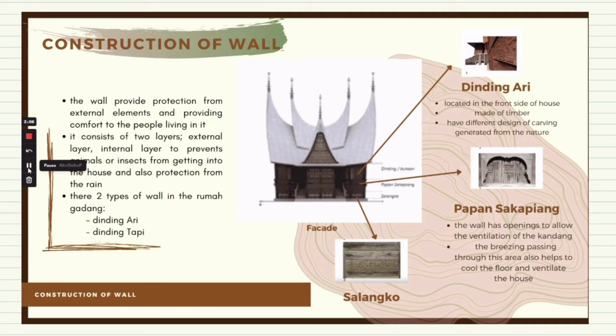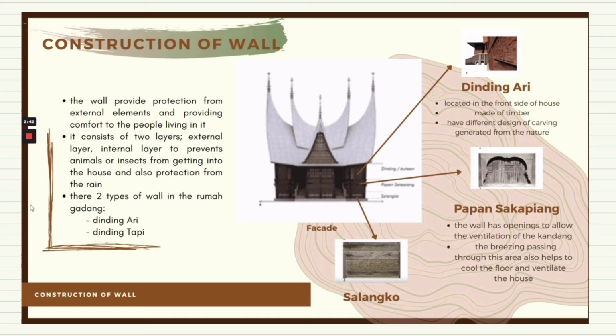Next is construction of the wall of Rumah Gadang. The wall provides protection from external elements and provides comfort to the people living in it. It consists of two layers, the external layer and the internal layer. It prevents animals or insects from getting into the house, and also protects from the rain.